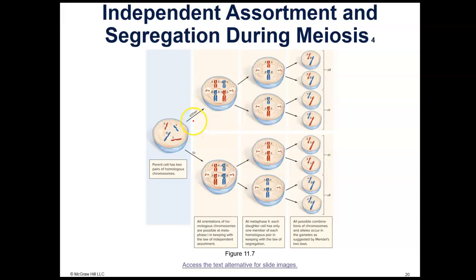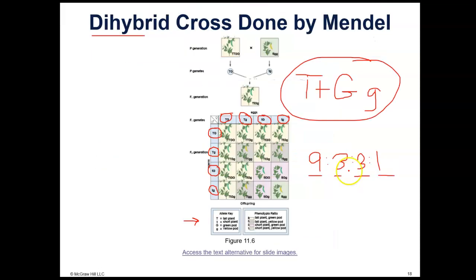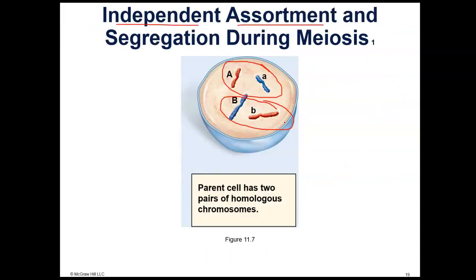What's going to happen is, and this is after replication, you're going to end up with all possible combinations in the sperm or the egg that form. So you can either get big A, big B, big A, little b, little a, big B, or little a, little b. This is just an illustration to represent the same thing that we showed right here, that you can get big T, big G, big T, little g, little t, big G, little t, little g.